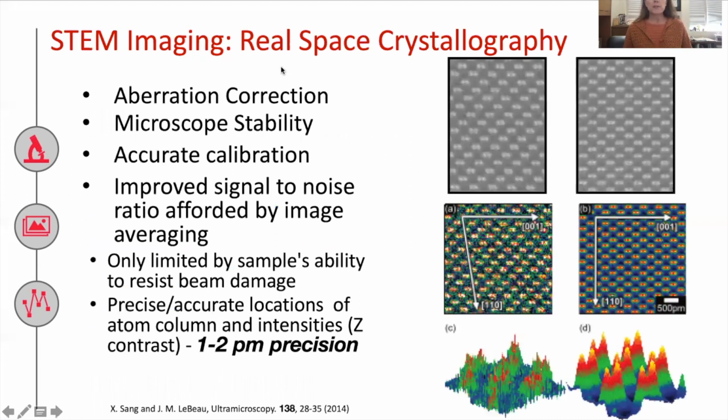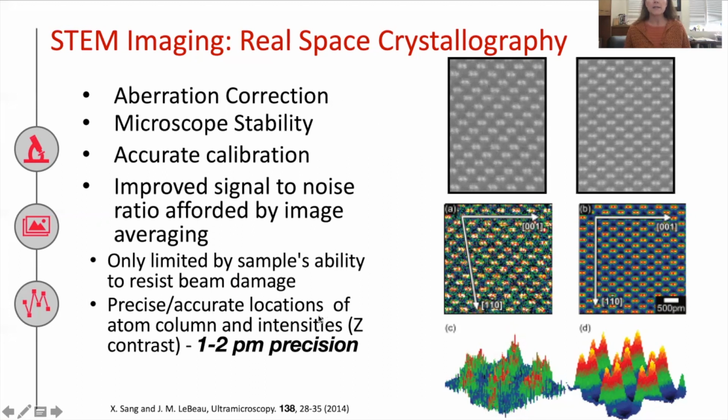Our approach has been to use electron microscopy, aberration corrected STEM, where there are very important experimental attributes of this approach, which have to do with the microscope stability, accurate calibration, and signal to noise. A lot of this has been improved over the past couple of years by using post-processing techniques to help you improve these characteristics of the experiment.